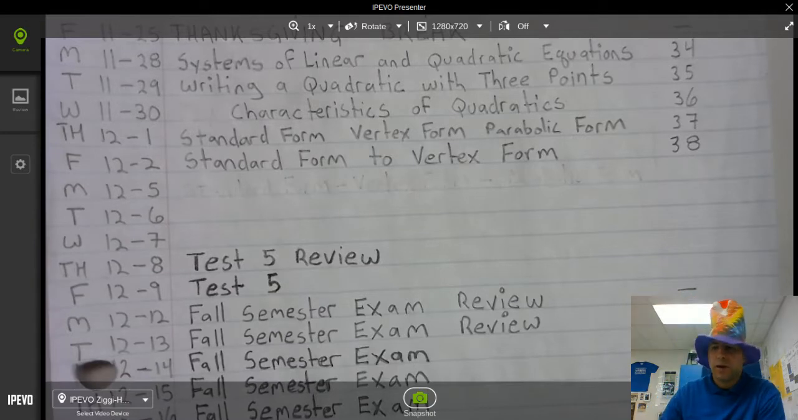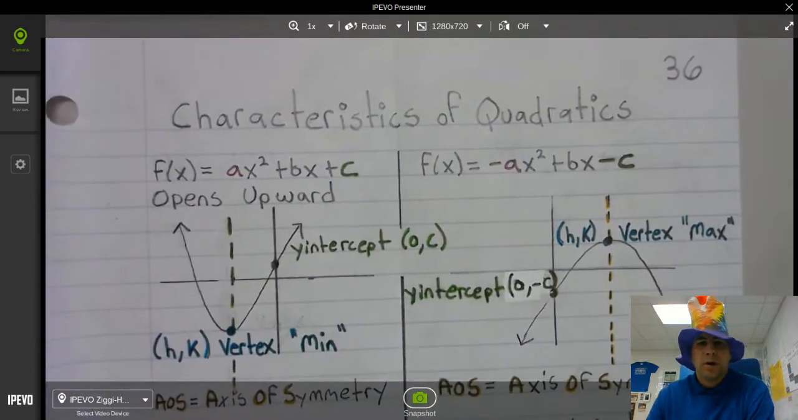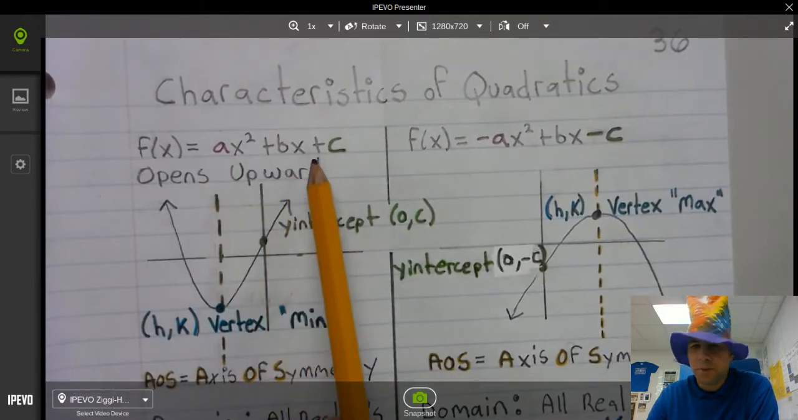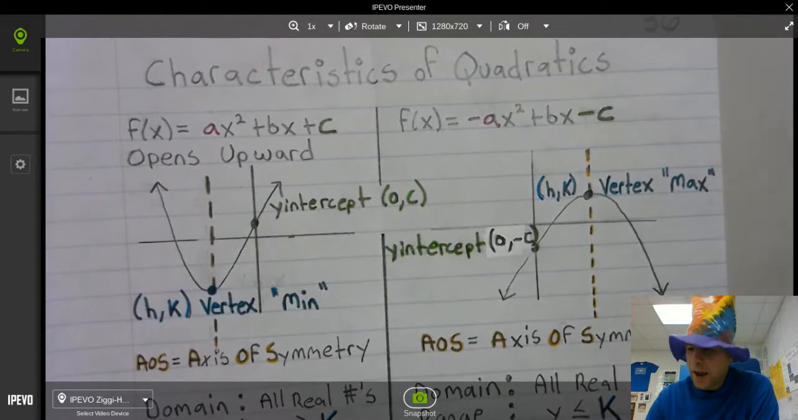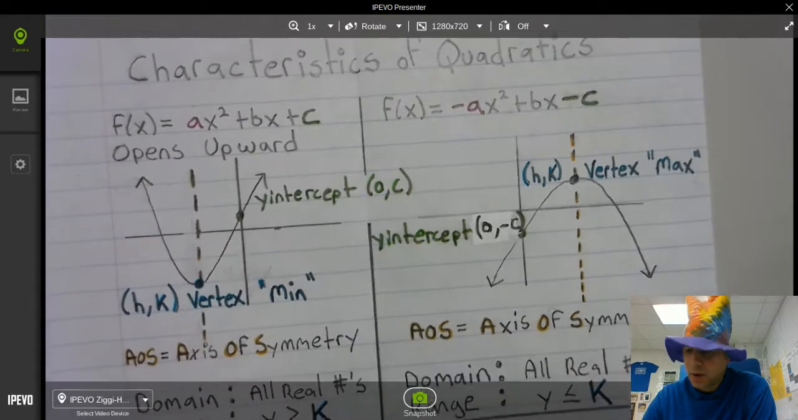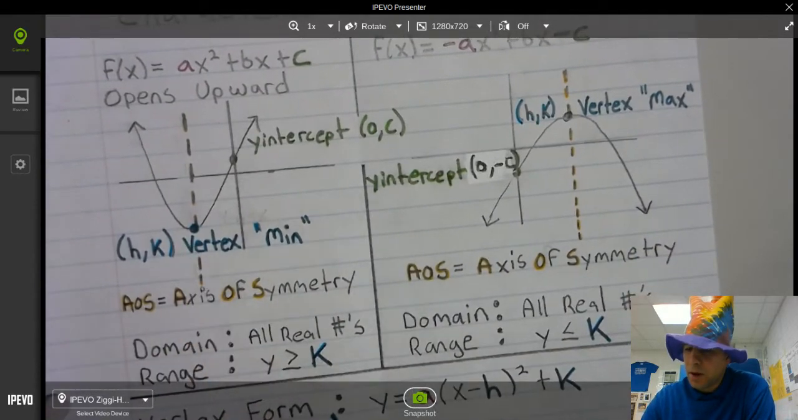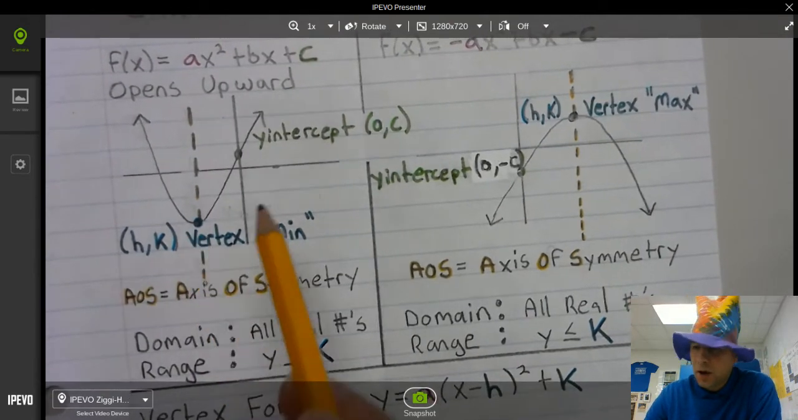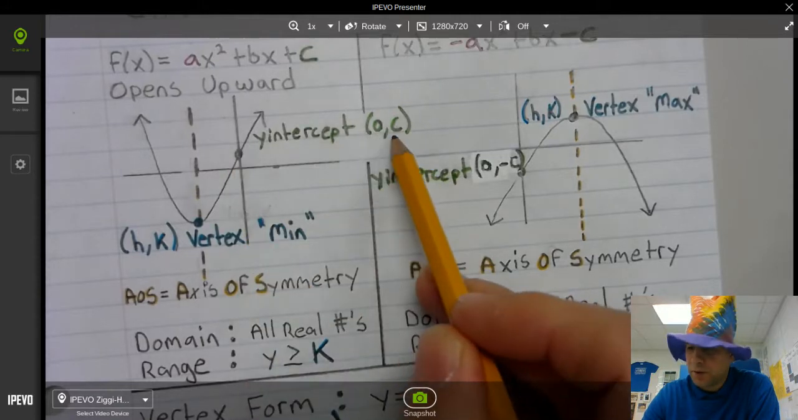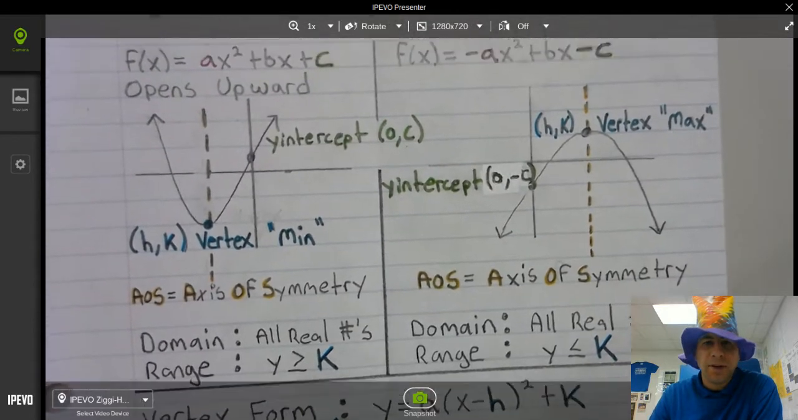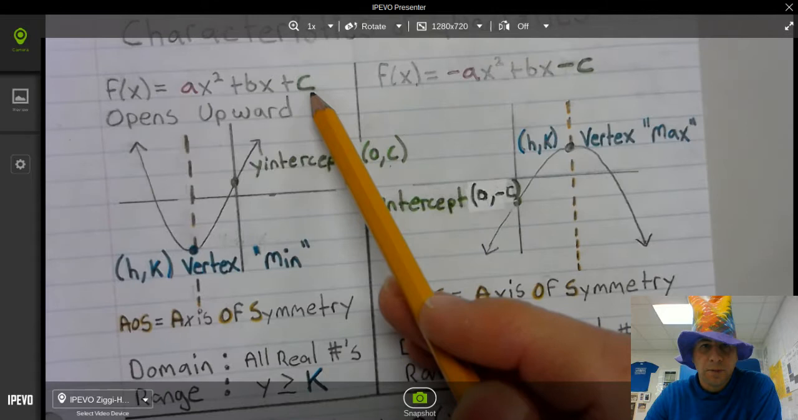All right, now that your table of contents are updated, let's take a look at your notes. So the characteristics of quadratics. Let's first look at when f of x equals ax squared plus bx plus c. Now, when a is positive, the quadratic opens upward. I've labeled the vertex, which is a minimum in this scenario, and I've labeled the y-intercept, which is (0, c). The reason I say (0, c) is because this is your y-intercept value in the equation.